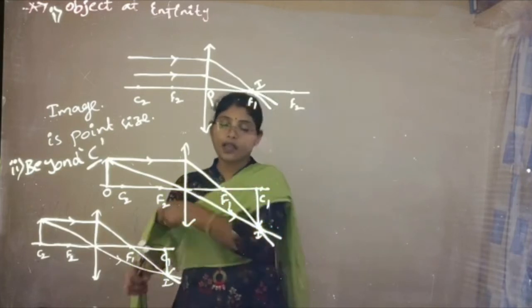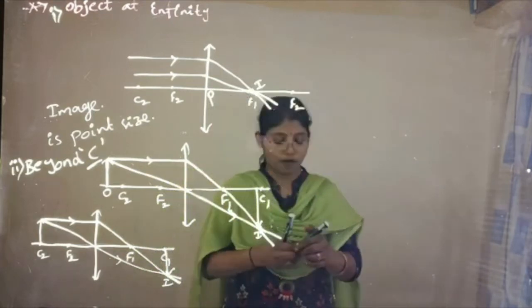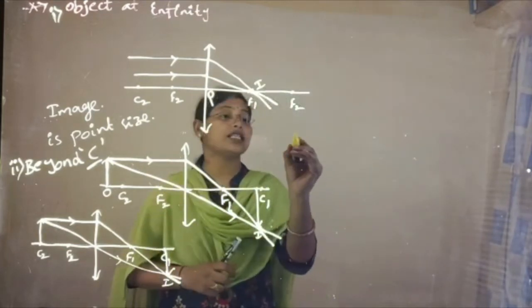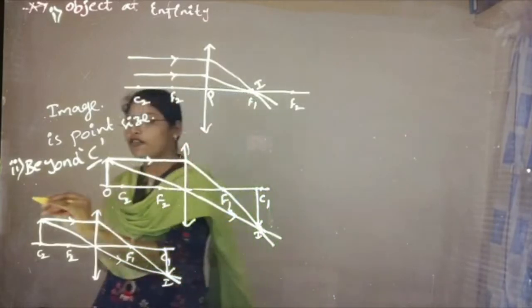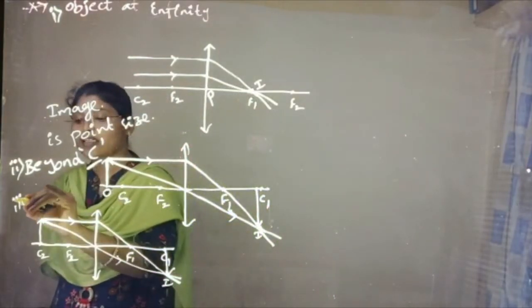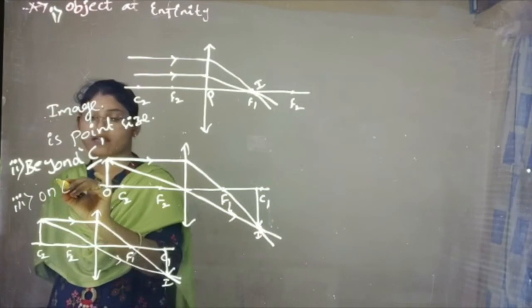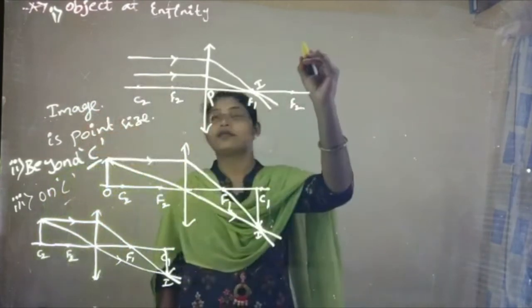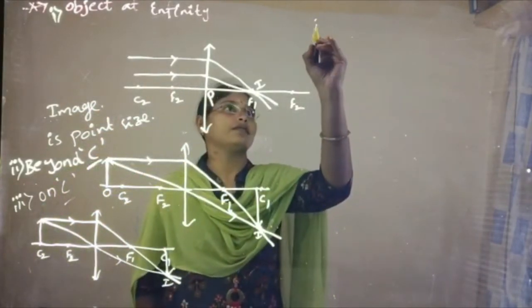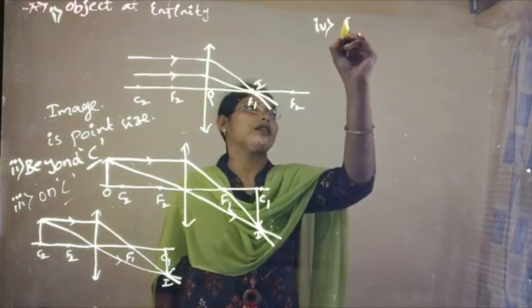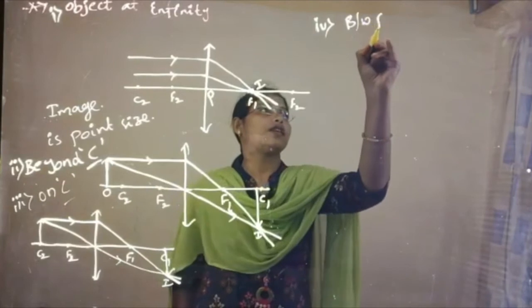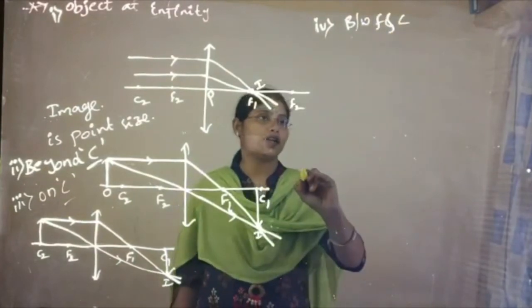Next, the fourth case is if the object is placed in between F and C. Here the third case is on C, and the next fourth case is in between F and C.